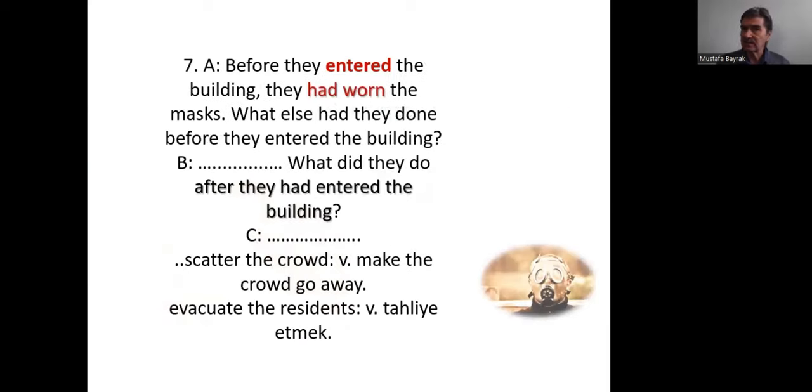Dialogue 7. Before they entered the building, what had they done? They took precautions, okay? As a precaution, they had worn the masks. What else had they done before they entered the building? They had telephoned their chiefs. Okay. What did they do after they had entered the building? After they had entered the building, they evacuated, for example, they evacuated the residents.